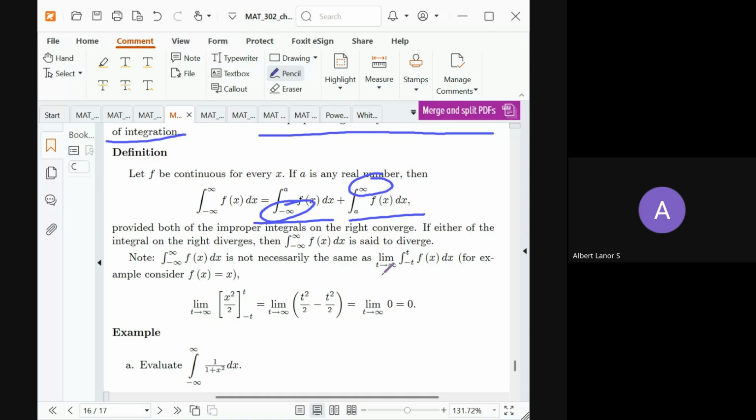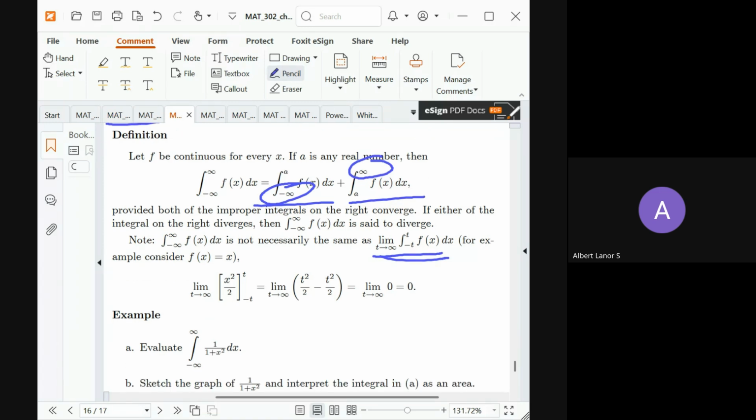Now, note that integrating from minus infinity to infinity is not the same as integrating from t to minus infinity. So when you have from minus infinity to infinity, you must break it at a point before you progress.